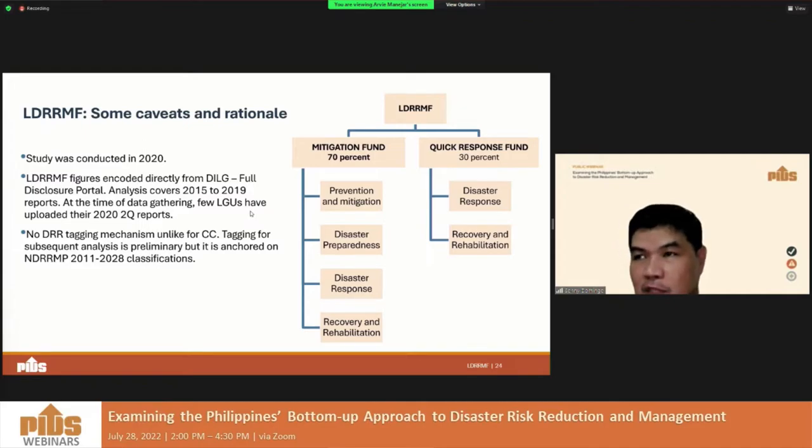A caveat in terms of us going through the next slides is, we did the study in 2020 prior to the onset of the pandemic, and therefore those reflected in the succeeding slides do not account for our spending on COVID-related engagements. Next slide, Arvie.